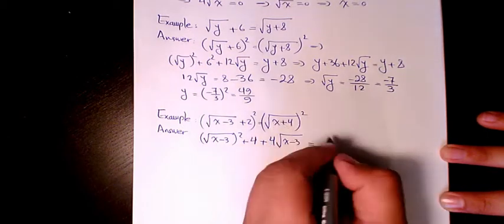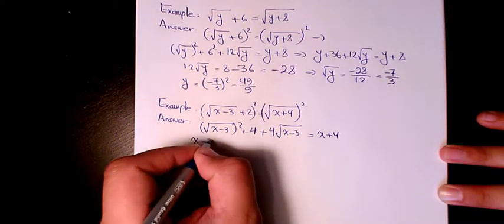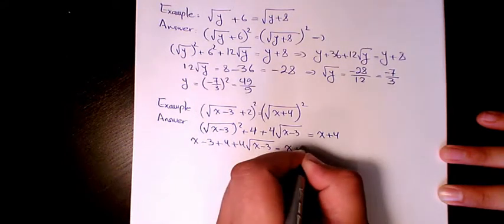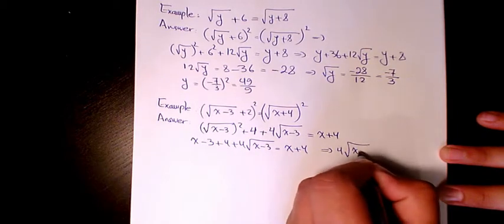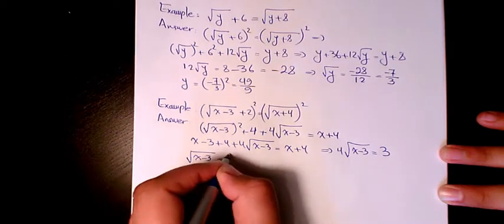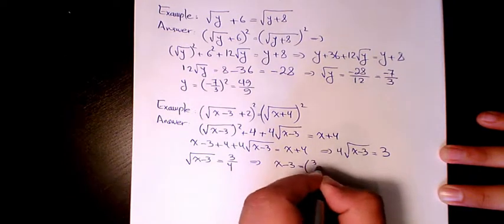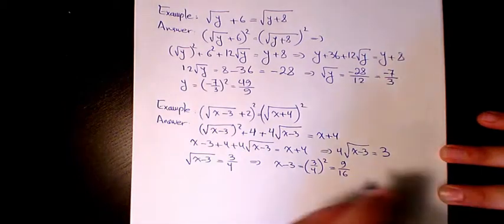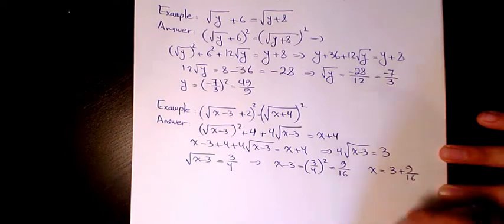And on this side the 2 and the square root cancel out, it will be x plus 4. Then we have x minus 3 plus 4 root x minus 3 equals x plus 4. X plus 4 and x plus 4 cancel out, and we have 4 root x minus 3 equals 3. So root x minus 3 equals 3 over 4. Then we can say x minus 3 will be 3 over 4 squared, or 9 over 16. Then I can say x will be 3 plus 9 over 16.